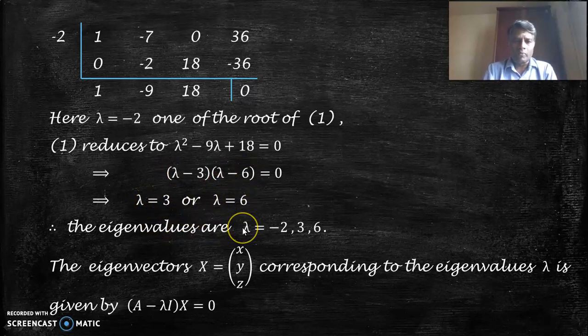Therefore the eigenvalues of lambda are these. The values of lambda are called the eigenvalues. The roots of the characteristic equation are called the eigenvalues. So that is important. The eigenvector X = (x, y, z) is the column matrix corresponding to the eigenvalue lambda, and is given by (A minus λI) into X. So here we are not writing the determinant value. This is the equation.